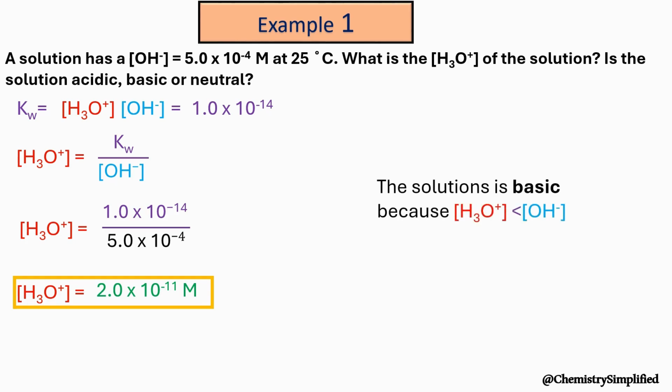The solution is basic. Why? Because the hydronium ion concentration, 2.0 times 10 to the negative 11, is less than the hydroxide ion concentration, which is 5.0 times 10 to the negative 4.